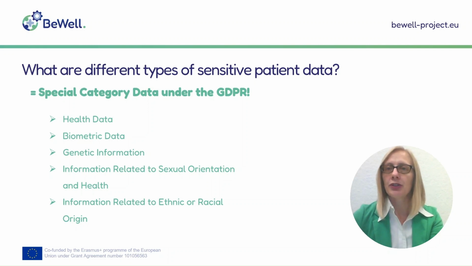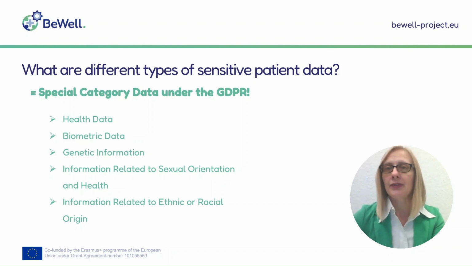Then there's biometric data, which includes unique physical or physiological characteristics of an individual, such as fingerprints, DNA, or iris scans. In healthcare, this could be relevant for patient identification security measures or research purposes. Thirdly, there's genetic information such as DNA sequences or genetic testing results. This type of data is particularly sensitive due to its potential implications for individuals' health and privacy.